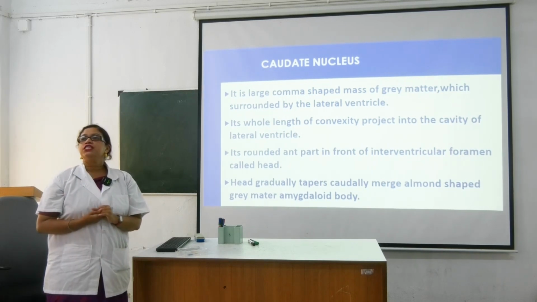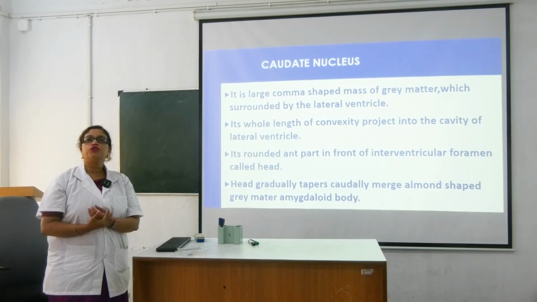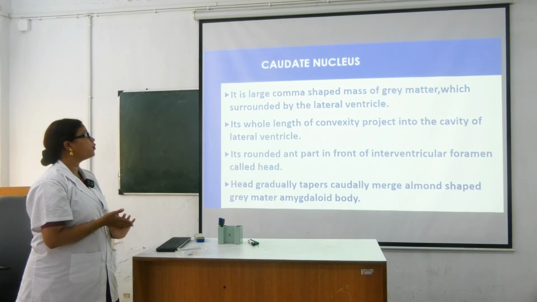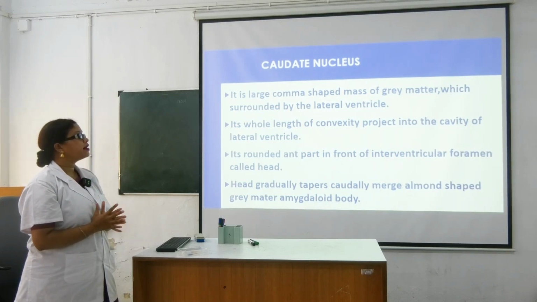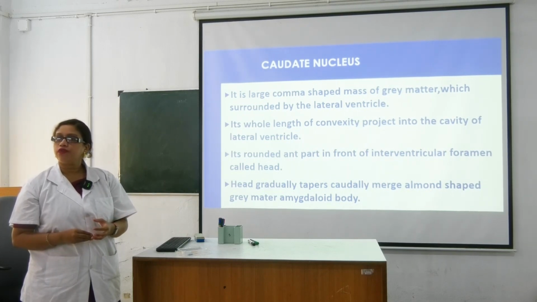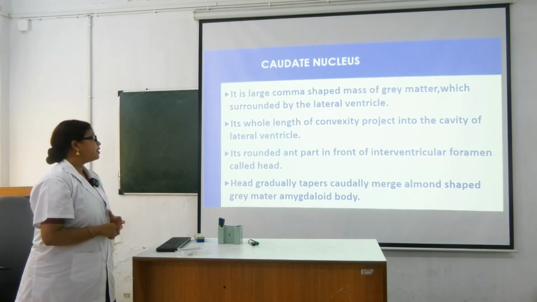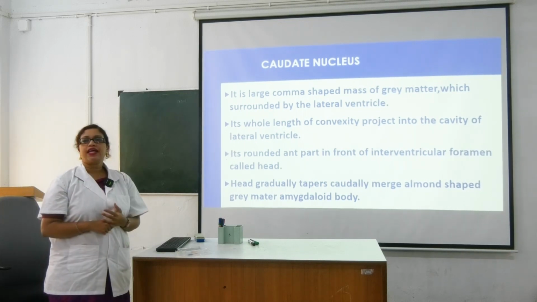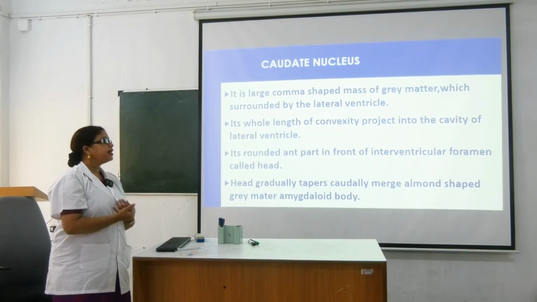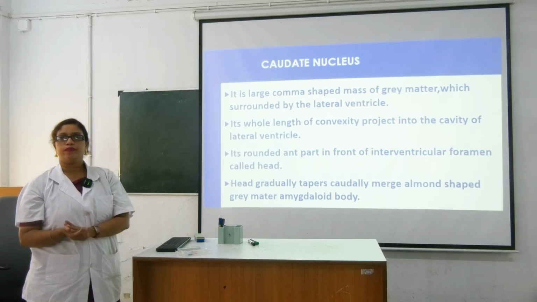It is found throughout the convexity of the lateral ventricle. Next point, third one is its rounded part in front. Already I told you it is related to the interventricular foramen of Monro. Then the last part, the head gradually tapers down and finally merges with the almond-shaped mass, that is the amygdala.